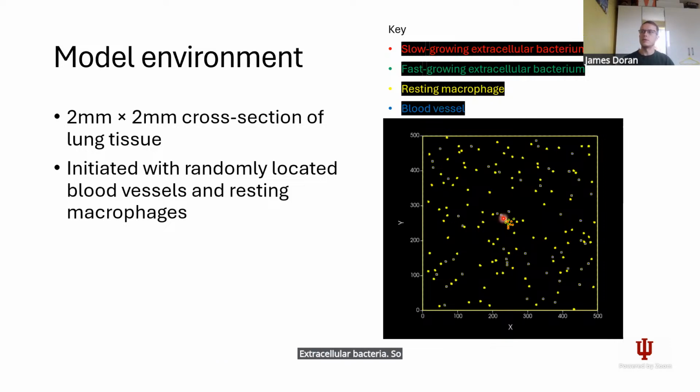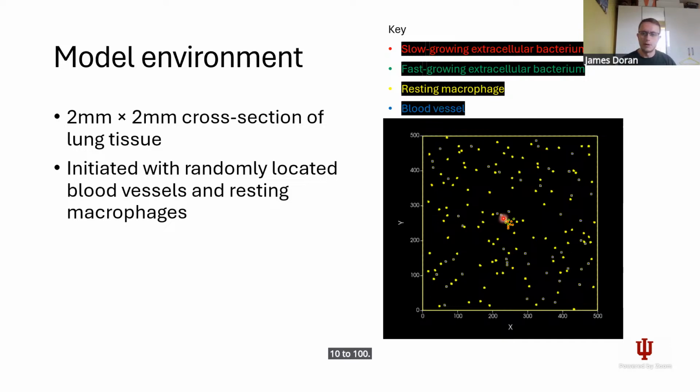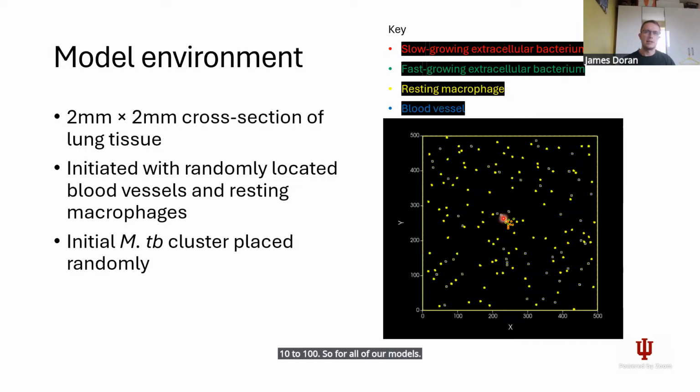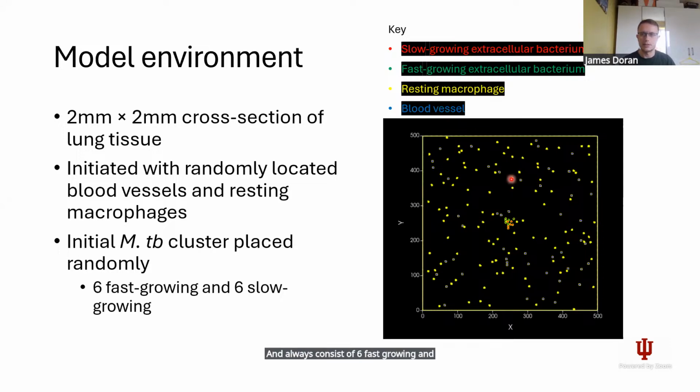It's typically been observed that the minimum dose of infection from MTB will be on the order of 10 to 100. So for all of our models, we have initiated the MTB cluster randomly. In this case, it was very central, but this cluster could have been located randomly anywhere within our domain, and always consists of 6 fast-growing and 6 slow-growing bacteria for the same initial conditions in that sense.